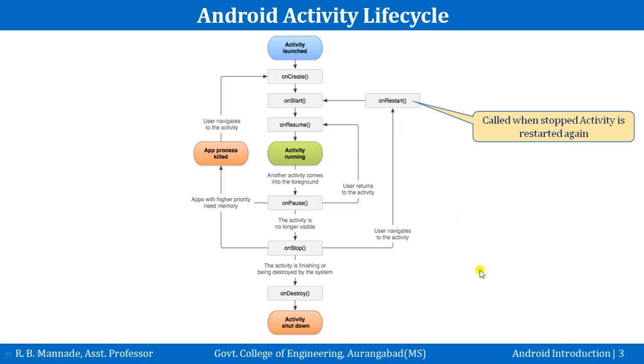When is it called? When the user switches from one activity to another activity, for example activity 1 and activity 2. There are 2 activities in a particular Android application, and when the user switches from activity 1 to activity 2, in that case activity 1 will be sent to the background and activity 2 will be at the foreground. But again after some time, if the user switches from activity 2 to activity 1, in that case this on restart function is called, right?